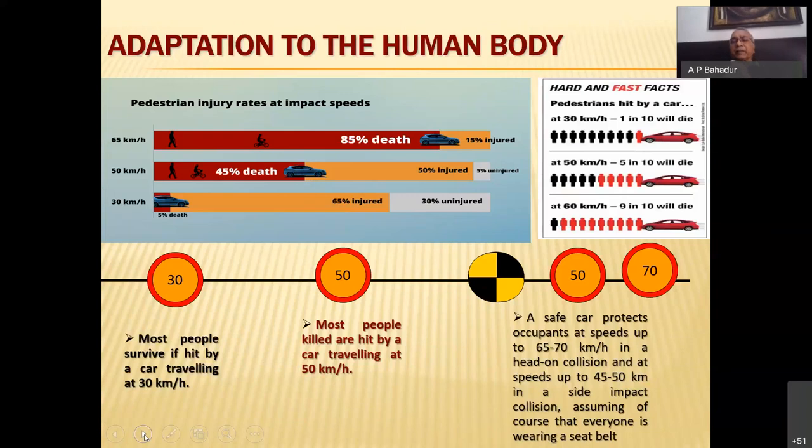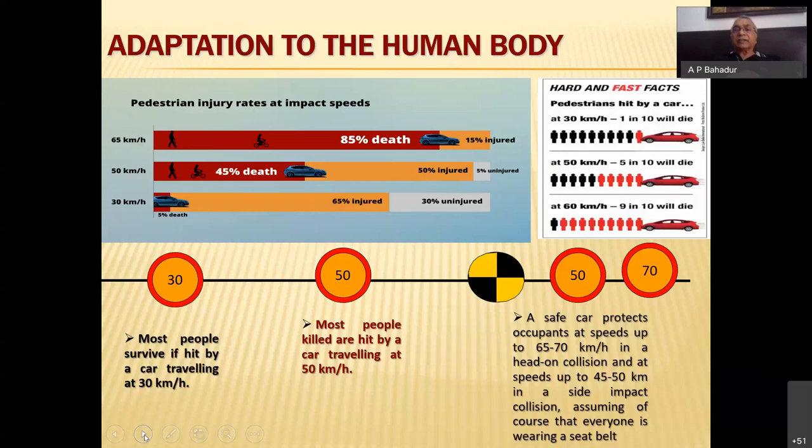Now, another important aspect of the design is the speed. There are two things about speed. One is the speed at which you design the facility or category of road. If it's a national highway, the design speed in our country is 100 kilometers per hour. If it's another category of road, it varies from 80 to 60. The other is the maximum speed that the traveler or vehicle owner is allowed to drive at. That is called the speed limit.